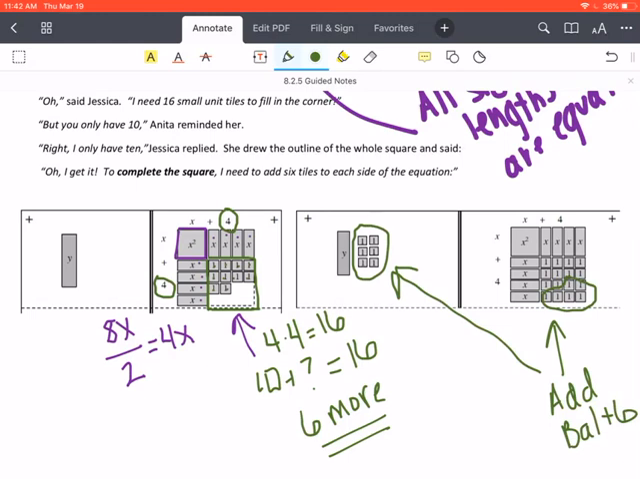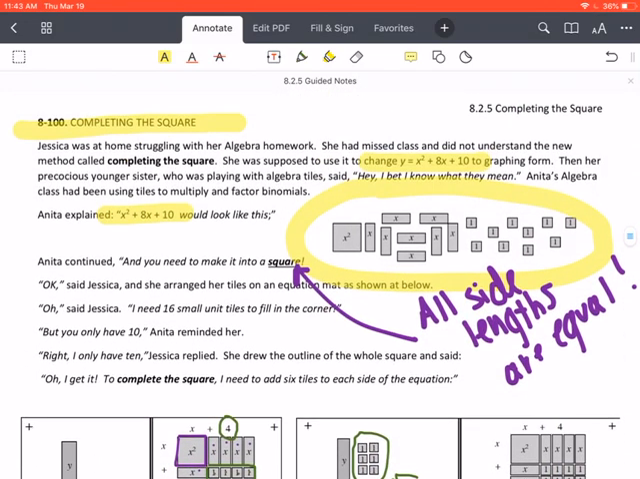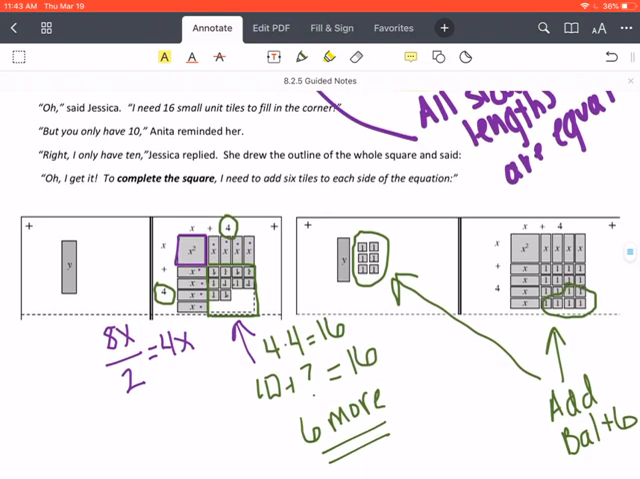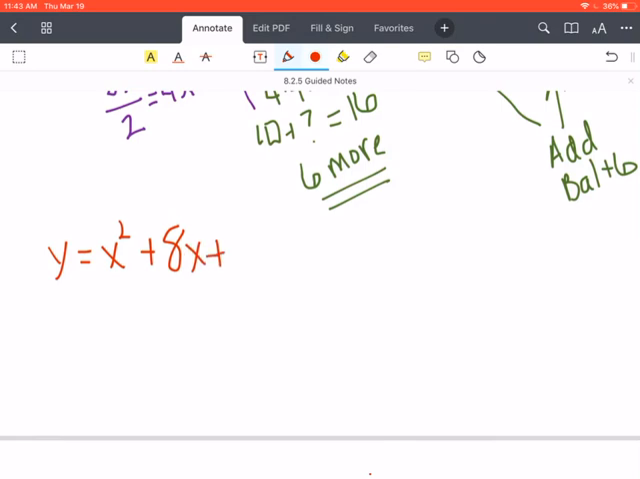Okay, so now you're probably a little overwhelmed, but let's debrief what she just did. If you recall, we started with the standard form of the equation. And through using our knowledge of algebra tiles, we are able to say that y equals x squared plus 8x plus 10 is equivalent to y plus 6 equals (x plus 4) squared.